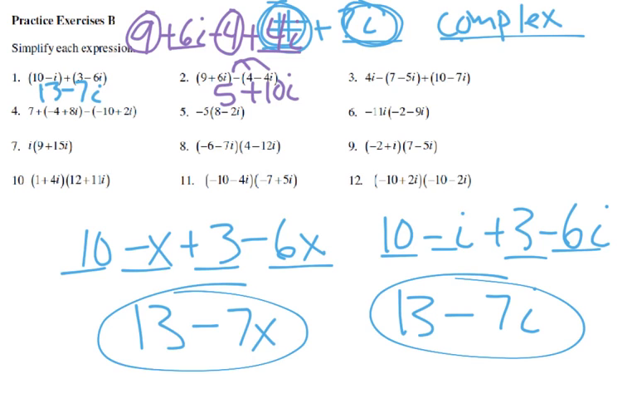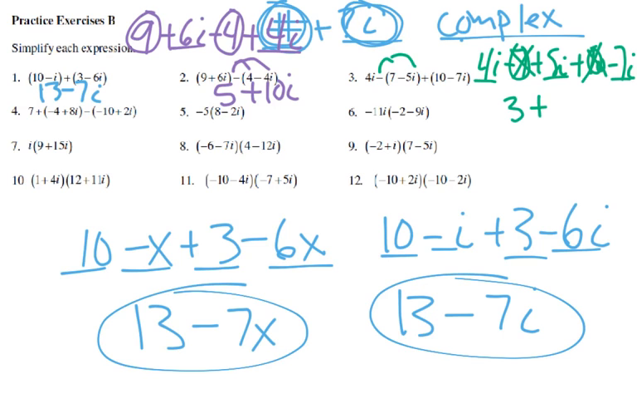Okay, number 3, same thing. Doesn't matter how many we have, we just treat it the same. The negatives would give me 4i minus 7 plus 5i plus 10 minus 7i. So negative 7, positive 10 would give me 3. 4 and 5 would give me 9i. Minus 7 would give me positive 2i. Okay?